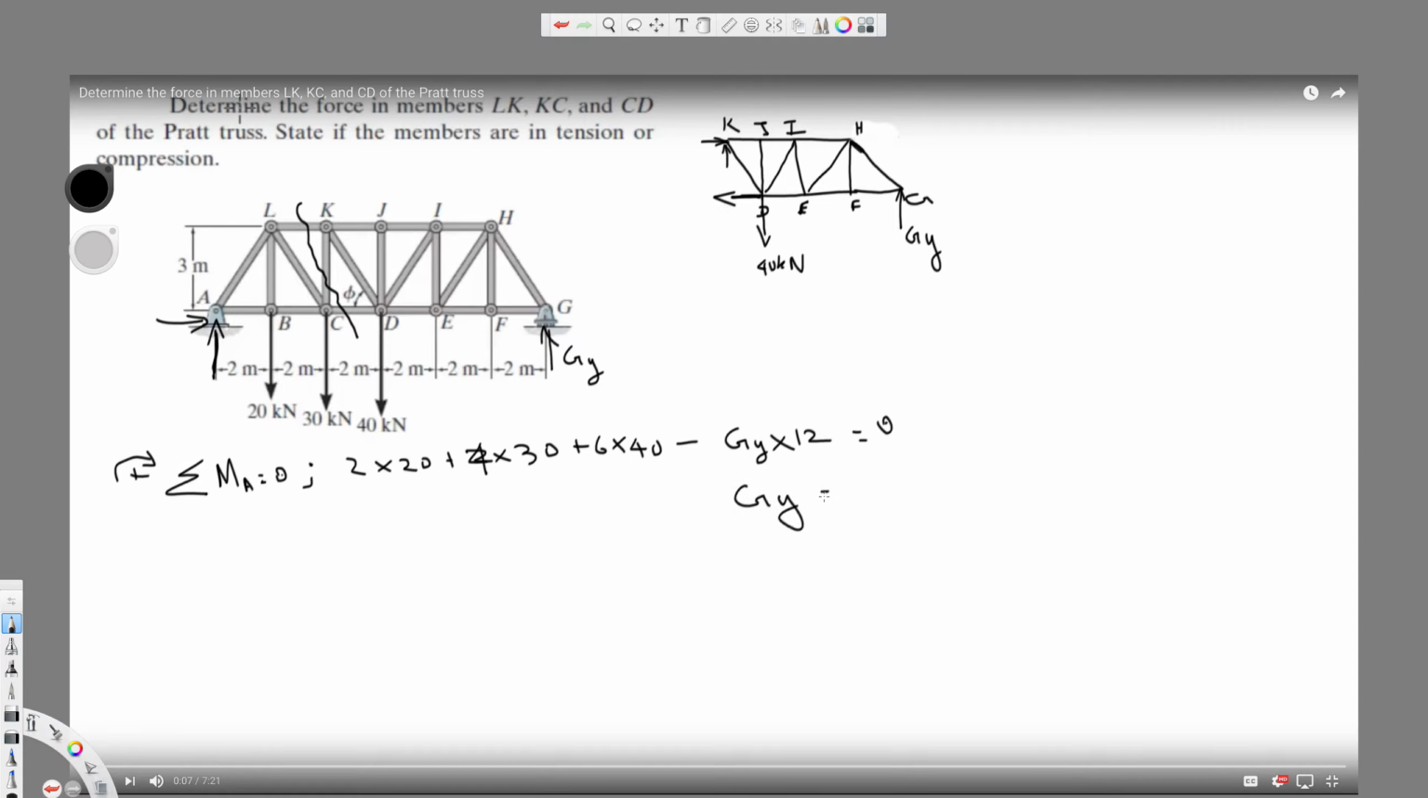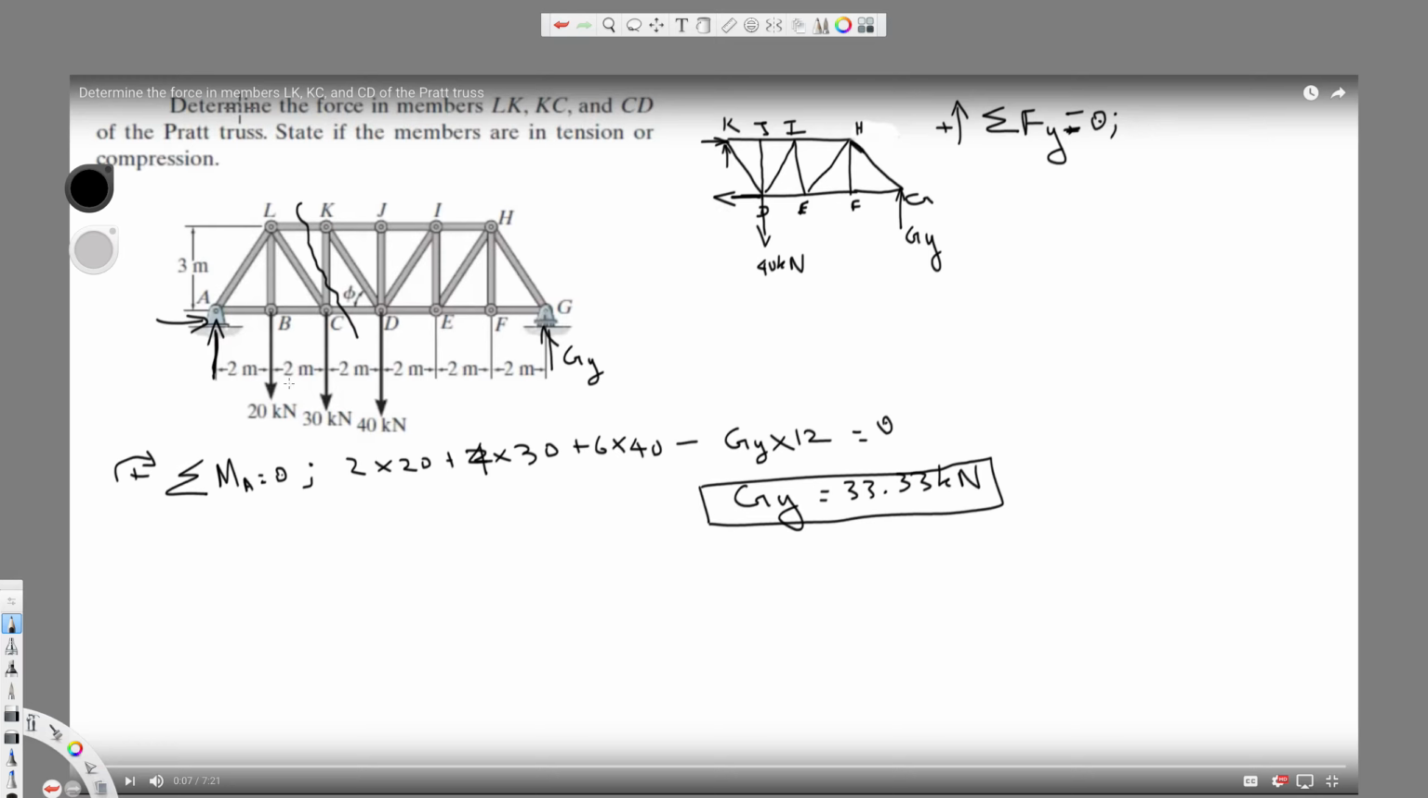Finally, if you solve for GY, you will get 33.33 kilonewton. So this is my answer for GY. Since we have this information, GY is a vertical force, so let's take the total vertical force on this one. Sigma Y, in statics the total force is equal to 0. Let's take upper direction positive.